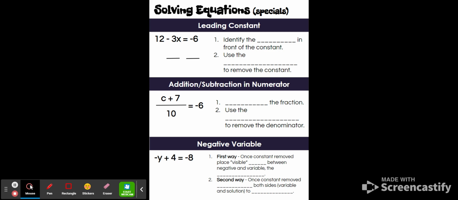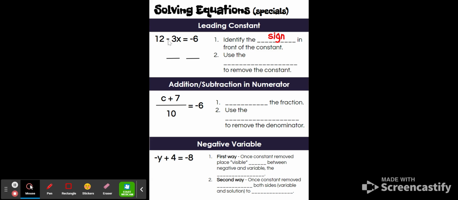Let's get going. All right, so there are these three special types of equations that look a little different than the ones we've been solving. And we talked about the first one last class. See how that 12 is in the front? So we need to know the sign in front of the 12, right? And if there's nothing there, then it's a positive 12. So we've got to do the opposite. So we're going to identify the sign that's in front of the constant.